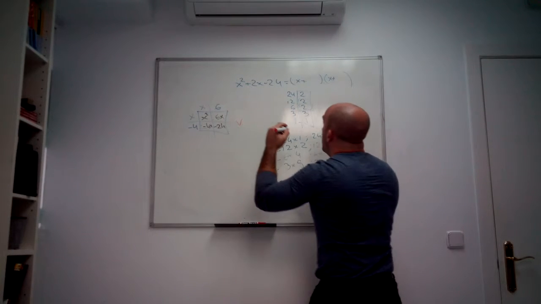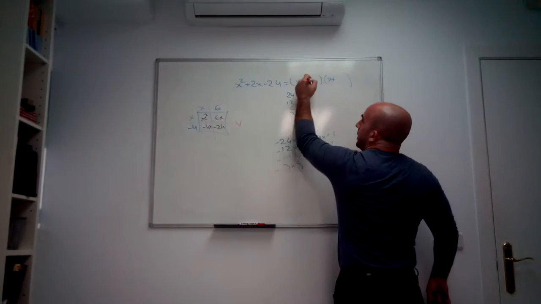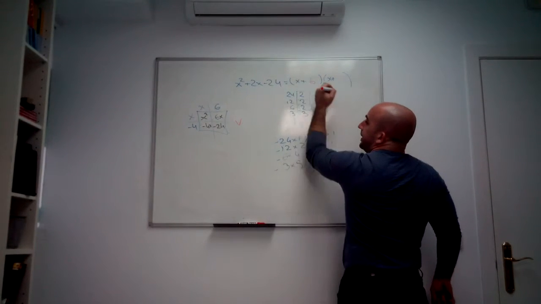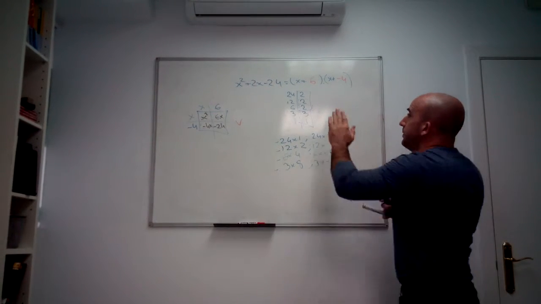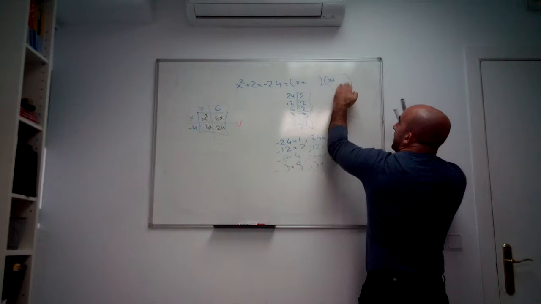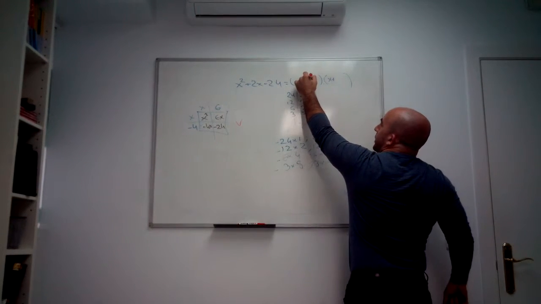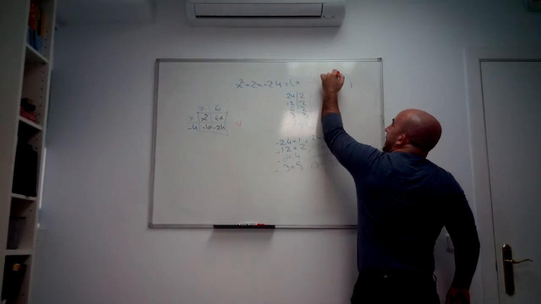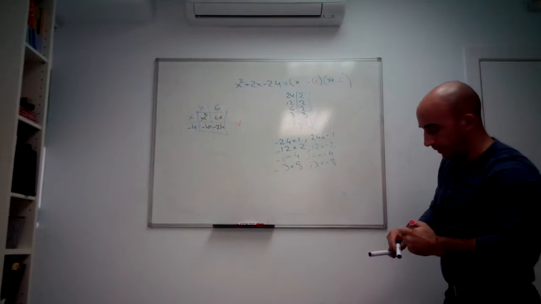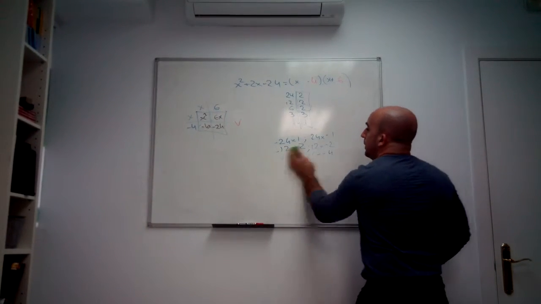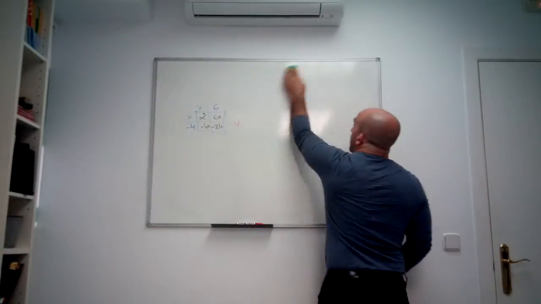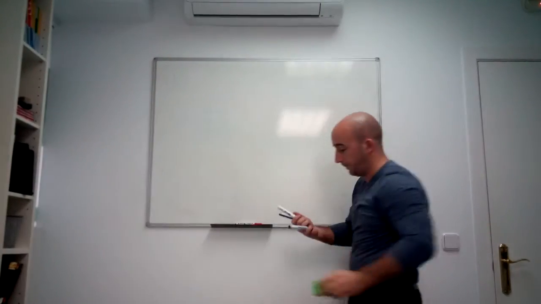Okay, so the answer would be a 6 here and a minus 4 here. It doesn't matter if you write a minus 4 here and a 6 there, it's the same. Okay, so that would be that expression factorized. Let's go to another one with another complication.